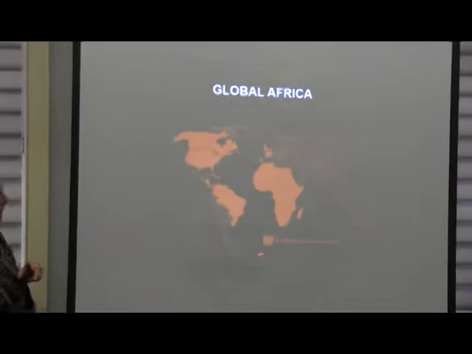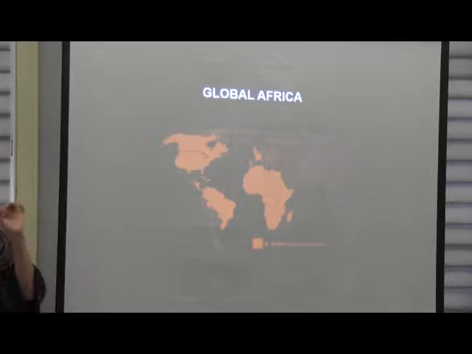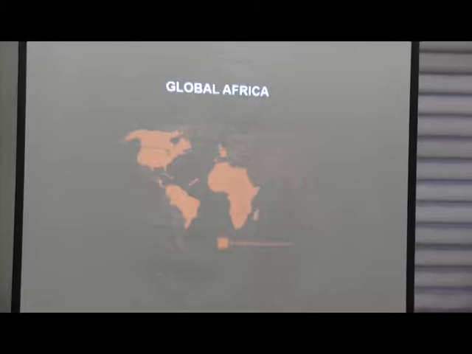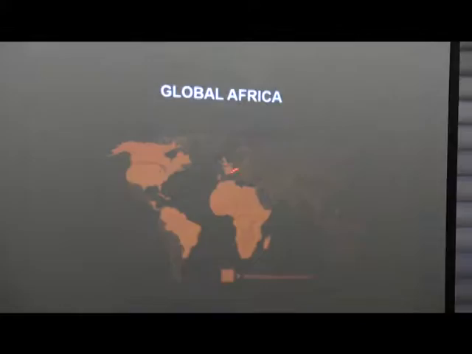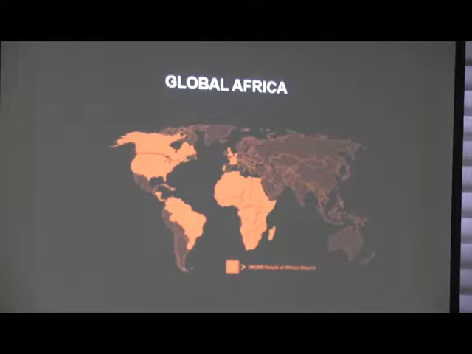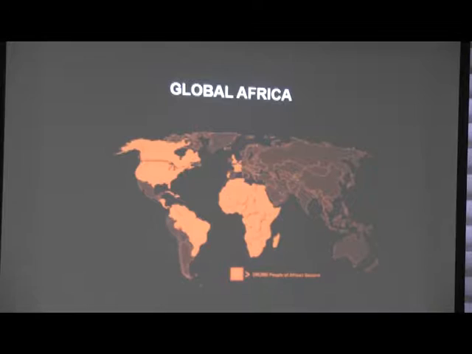you can't read this, but this is 100,000 people of African descent. That's where the red parts of the world are. Obviously, the African continent is full of people of African descent. But you also have France, England, Portugal, part of probably Holland and Belgium. Here, all of those were countries that had colonies in Africa and in the New World.